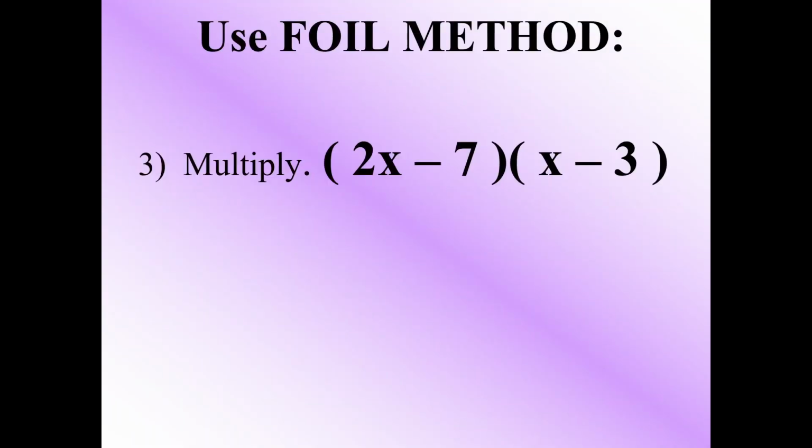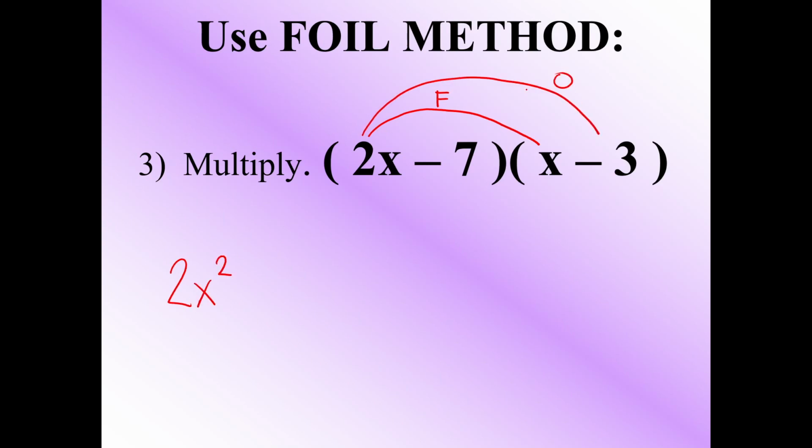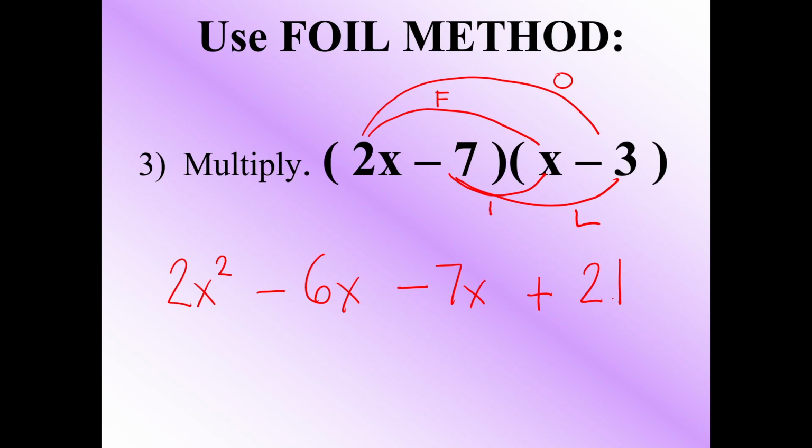Who can multiply? Give me the product of the first term. 2x squared. Good. Next, the outer terms. Negative 6x. Next, the inner terms. Negative 7x. And lastly, the last terms. Positive 21. Correct.